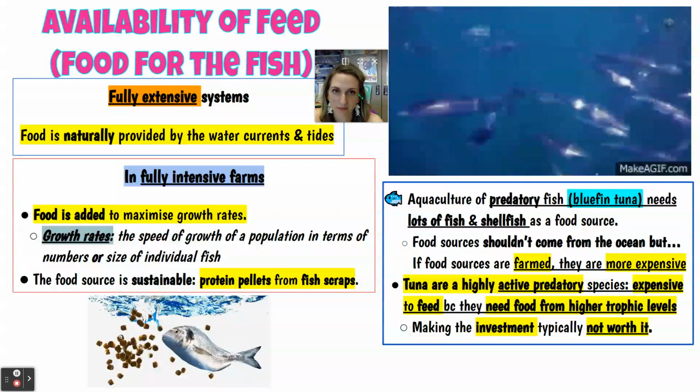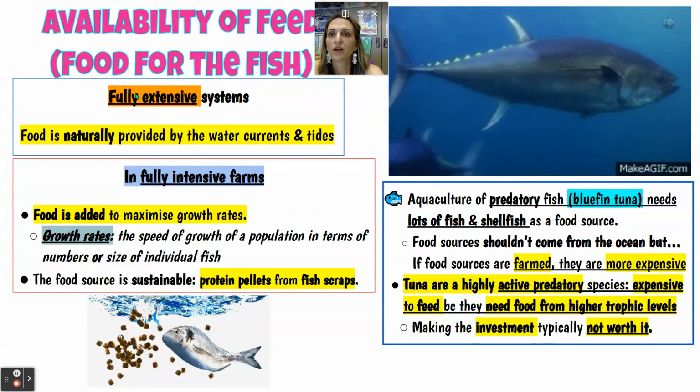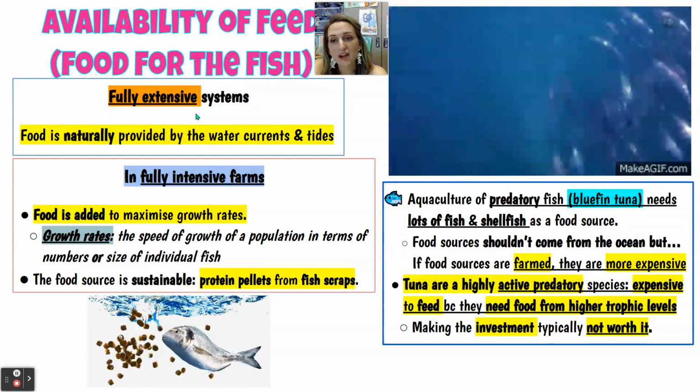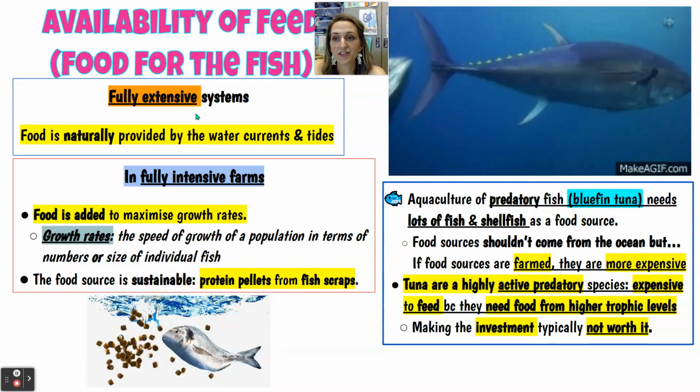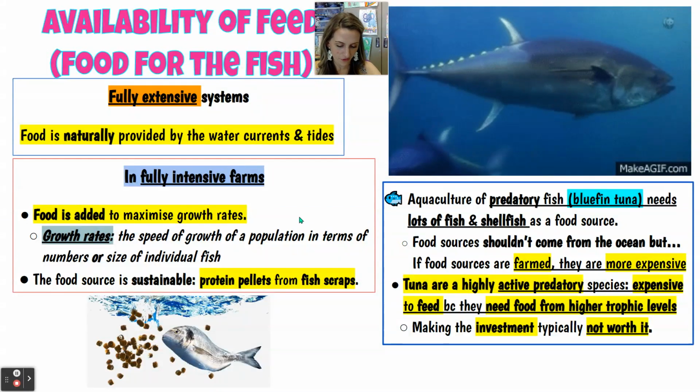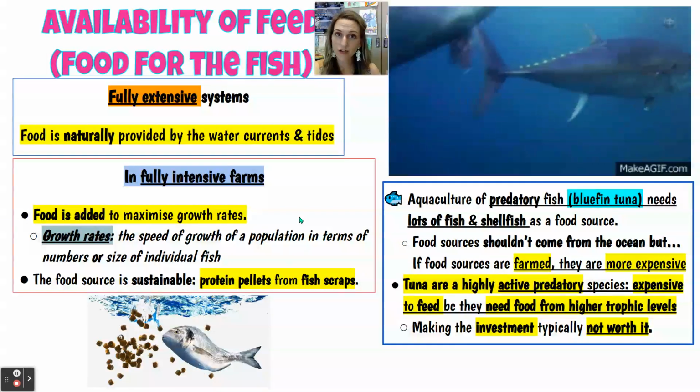Availability of food. Fully extensive systems, no need to worry about it because it comes in from currents and tides. In fully intensive systems, food must be added to maximize growth rates. They give a little bit of food often because you don't want to overfeed.